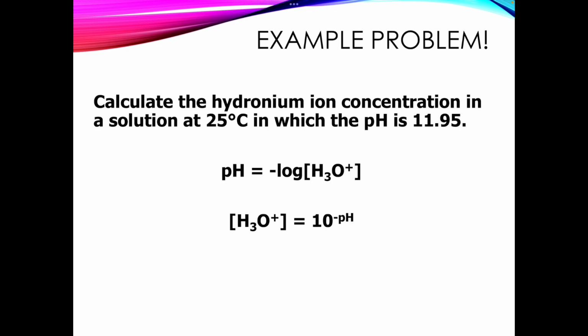Alrighty, let's try it a little bit differently. This says calculate the hydronium ion concentration in a solution in which the pH is 11.95. Okay, so now this is asking us to go backwards. Okay, now it says we have the pH. What is the hydronium ion concentration? Okay, so this is not as straightforward as kind of addition subtraction.